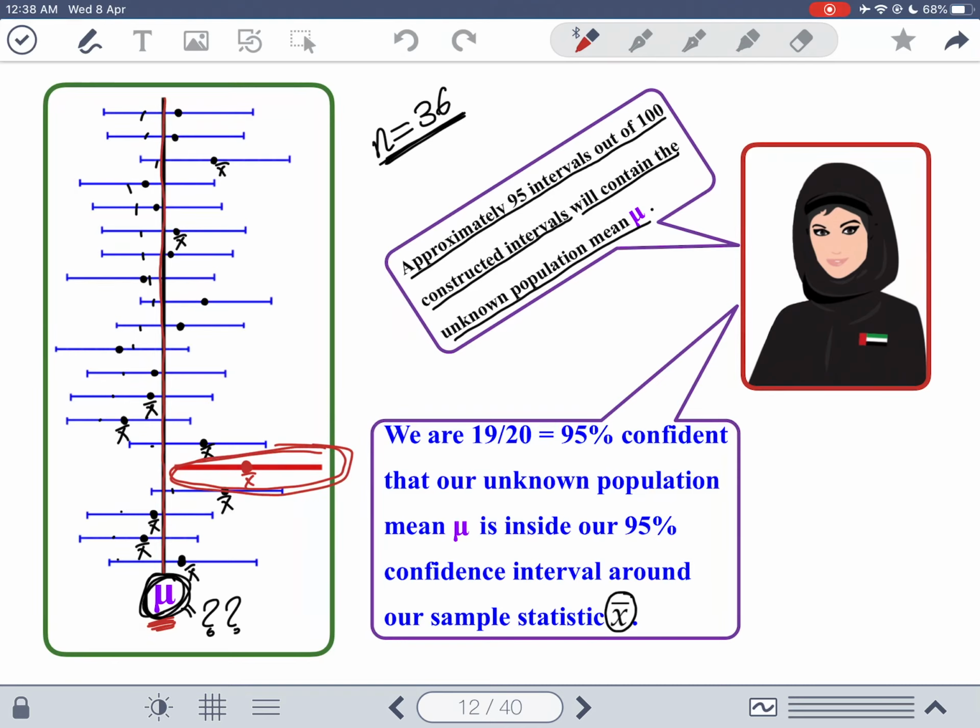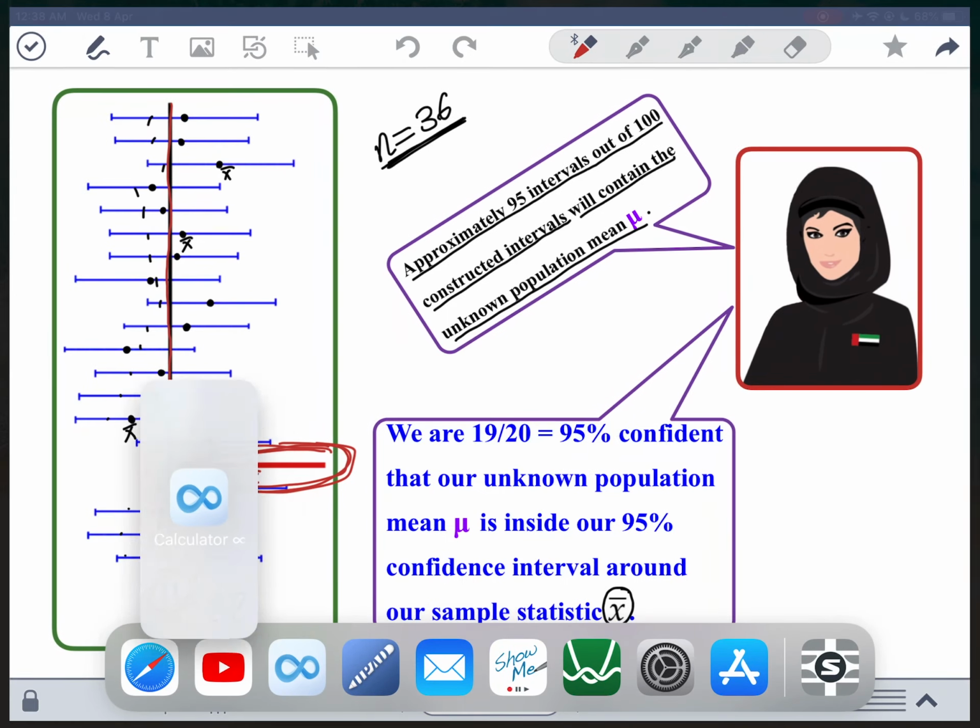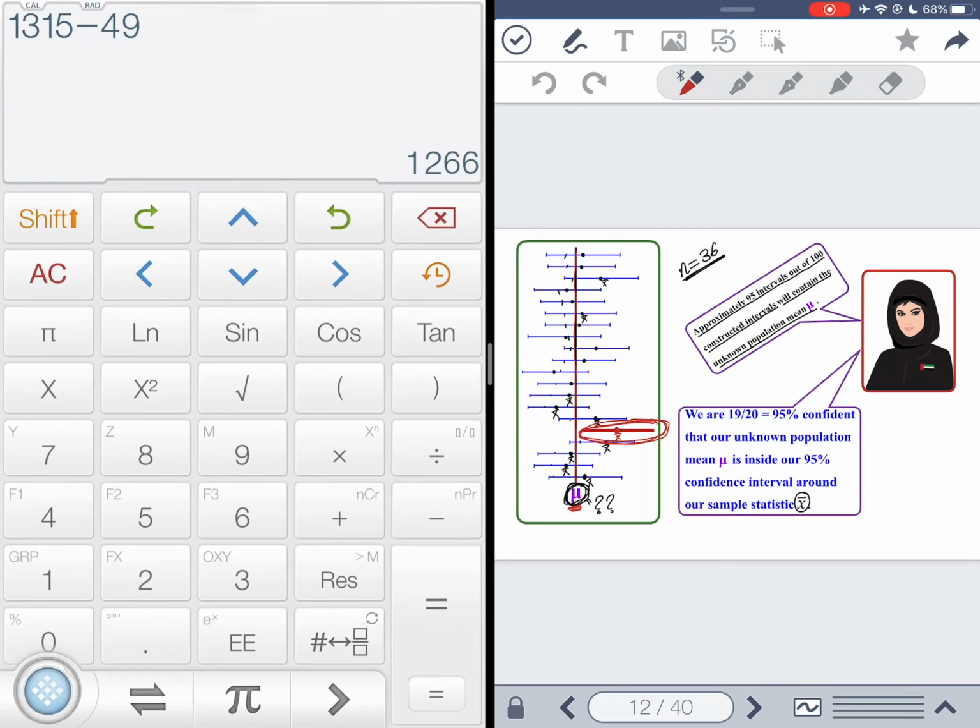You could, of course, repeat this experiment a lot of times. Sometimes you might have all of them inside, even though it's 95% confidence. But on average, you should expect one of them might not contain it if you repeat the experiment 20 times. The reason is, what is 19? 19 over 20.